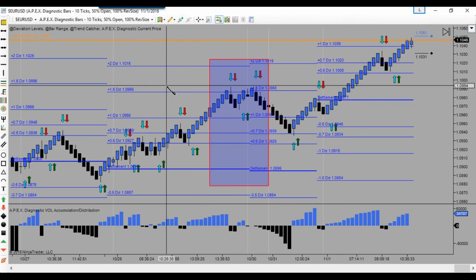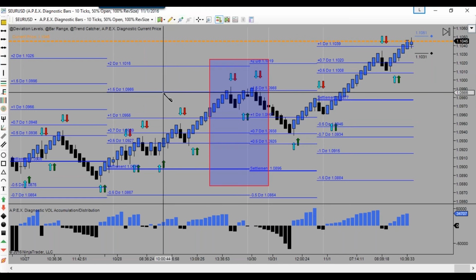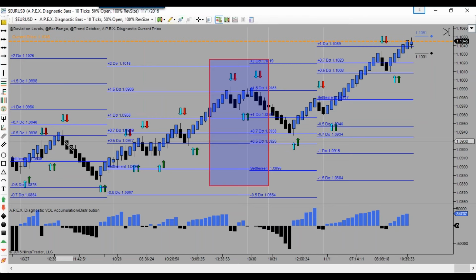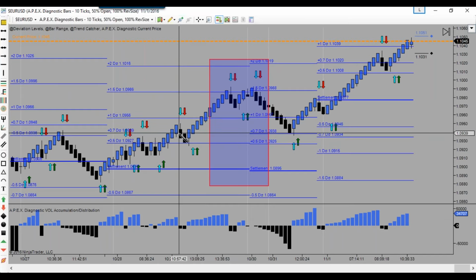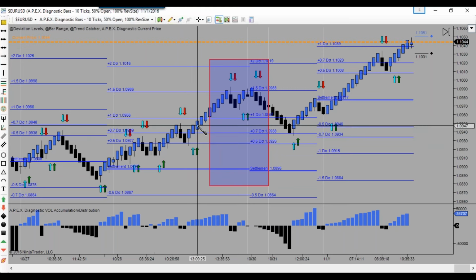All right, so on this chart, the first thing I want you to see, these are some of our proprietary Apex charts and Apex indicators. First of all, notice the bars here, okay? You'll see that the up closed bars are blue, the down closed bars are black. A lot of you might be used to those being red and green, but I have them colored a little bit differently. And notice that these are called Apex diagnostic bars. These are 10 tick bars.